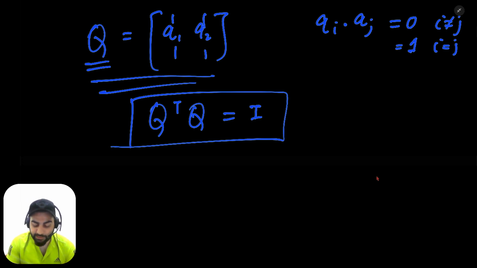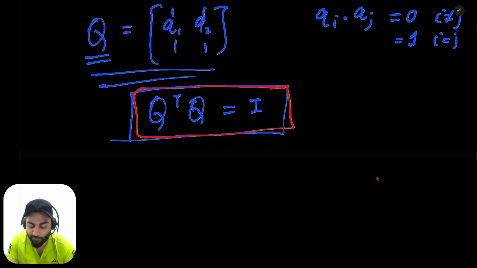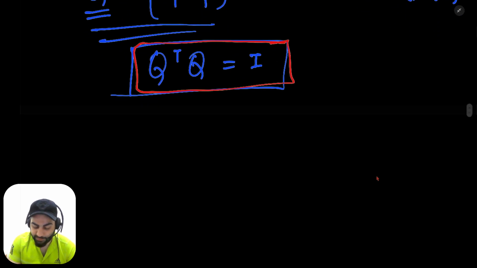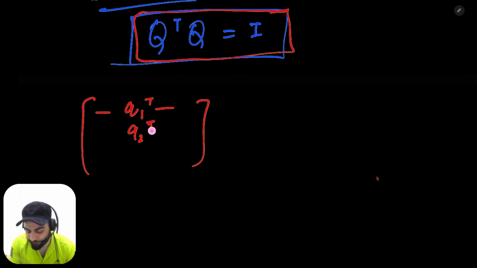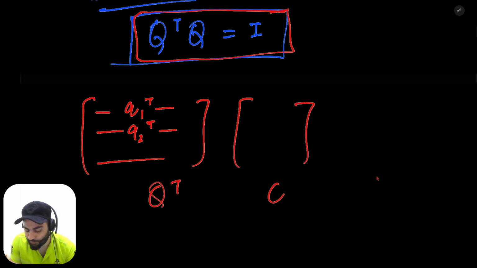That's a property. This is the property that you should remember. These are beautiful matrices. So why? Let's first prove this. Q transpose basically means q1 transpose, q2 transpose, and so on. So then we have this. This is Q transpose, and this is Q. So this is q1, and this is q2.